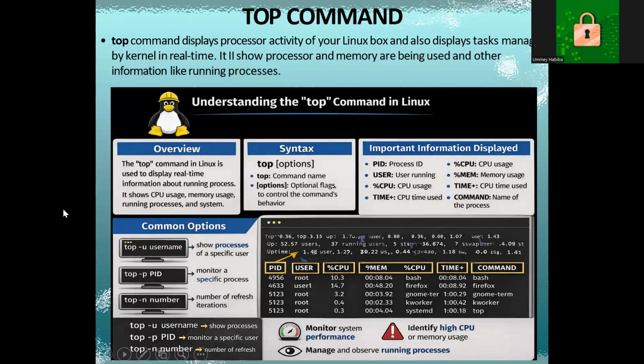The basic syntax of the top command: you just use top -u with a username to show processes of a specific user, top -p to monitor a specific process, and top -n with a number for the number of refresh iterations. These interactive features make the top command a powerful tool for system monitoring and management.